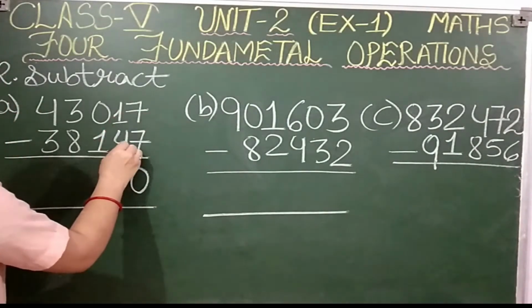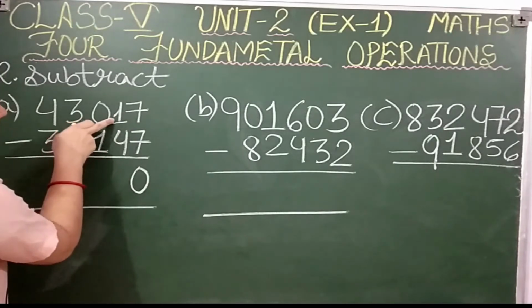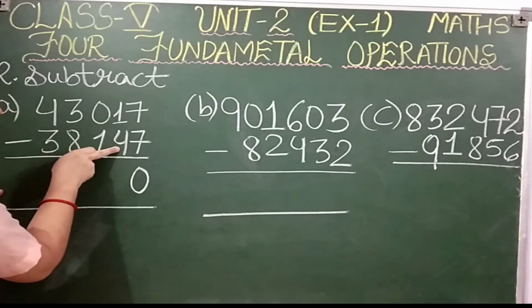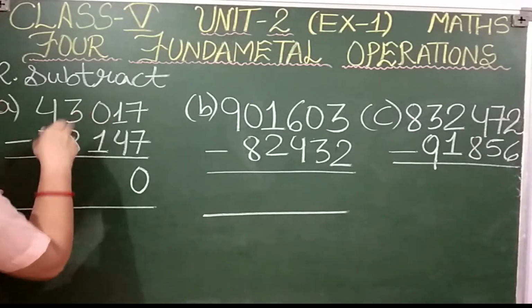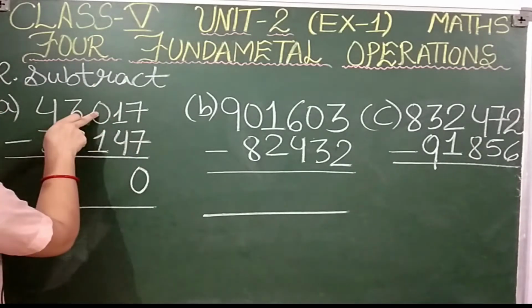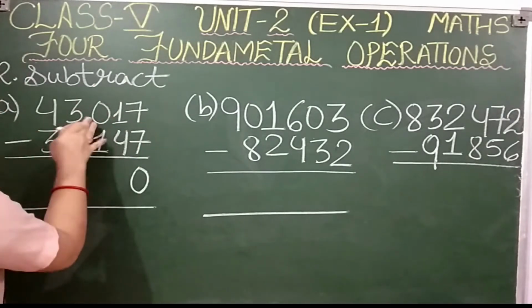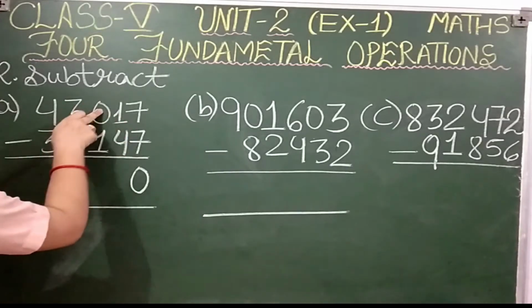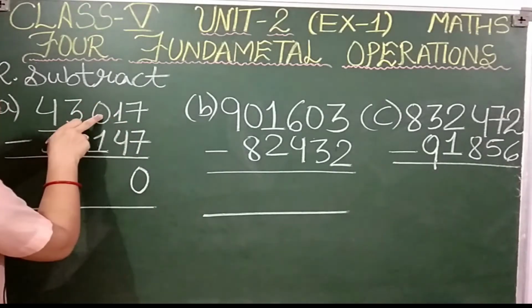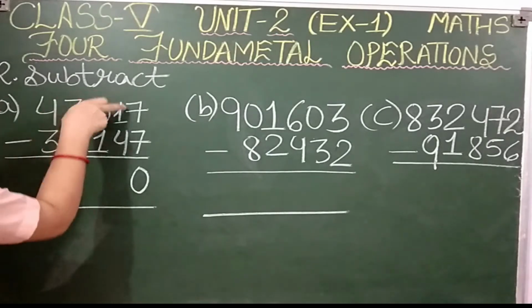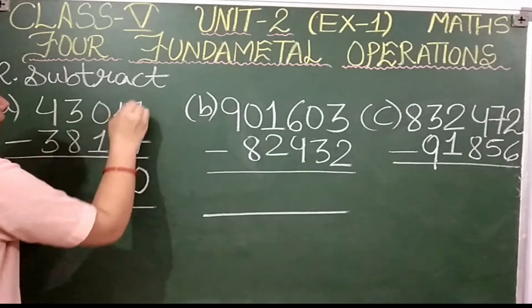Now 1 and 4, as 1 is the smaller digit and 4 is the greater digit. So what we have to do? We are going to borrow 1 from the digit which is written on the left side of 1. That means this 0. So I'll assume it as 10. So 10 will give 1 to this, then it will become 11.